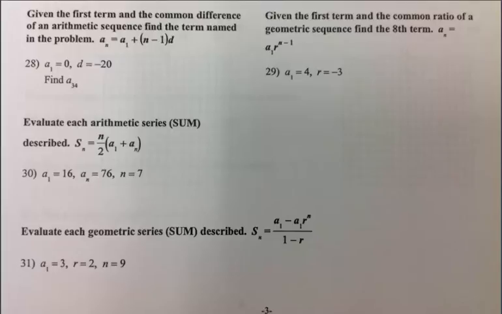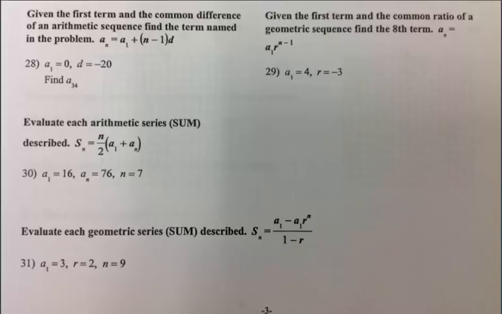N was how many terms. D, common difference, what were you adding every time. R, what were you multiplying by each time. A sub 1 is your first term. All those different things. So when we see these, really we just got to make sure that we put some parentheses in the right spot.